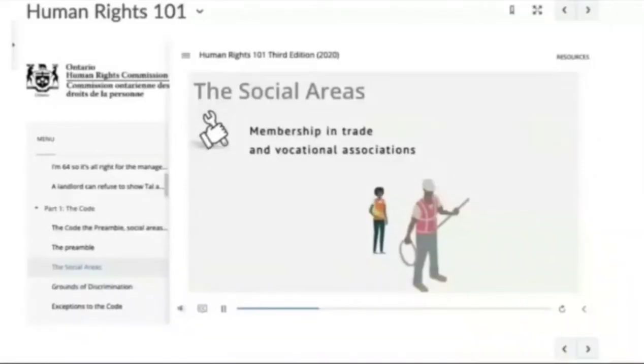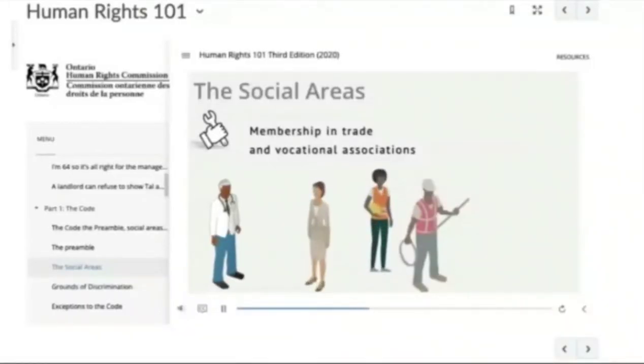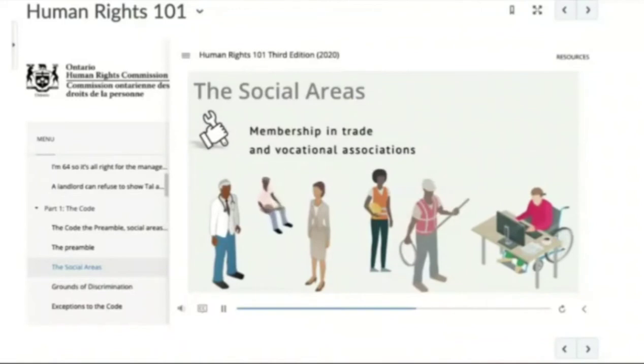Vocational associations. Everyone has a right to join and to be treated equally in unions, professional associations, or other vocational associations without discrimination based on the grounds set out in the code.